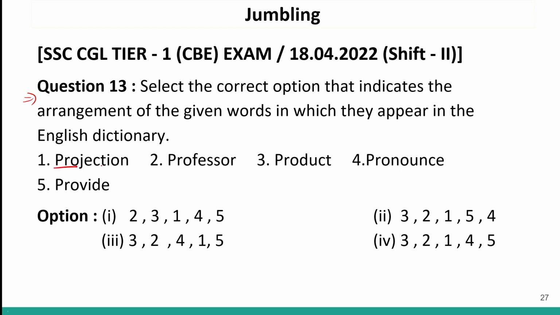So I can see PRO is common in all. So we will move to a letter after O. Correct? After O we have J. J is 10. After O we have F, which is 6. After O we have D, which is 4. After O we have N, which is 14. And after O we have V, which is 22. So very clearly we got our order.